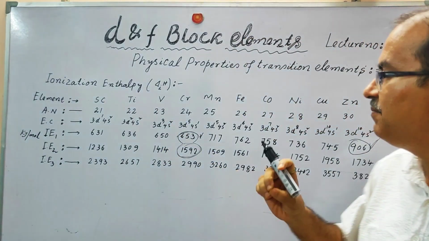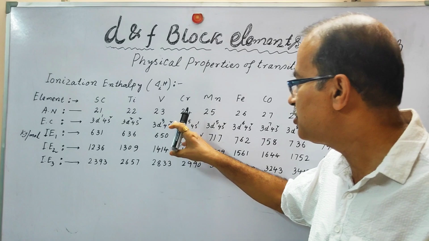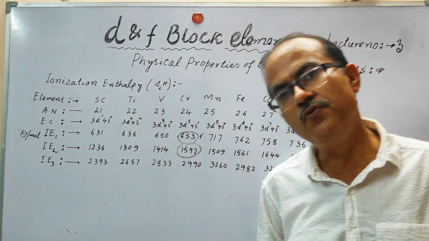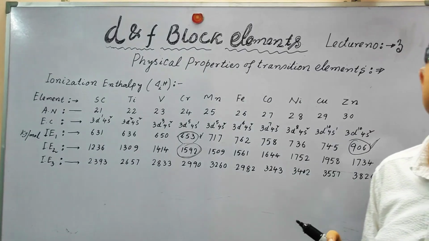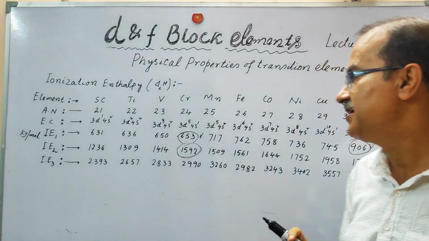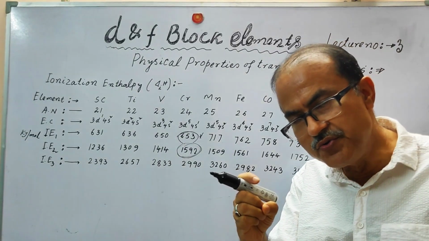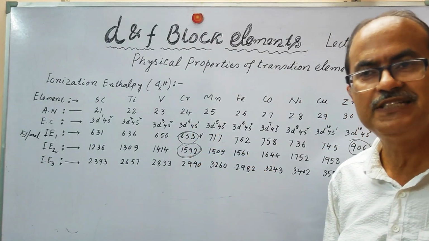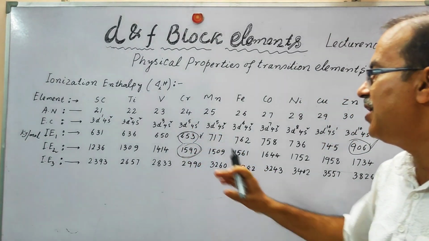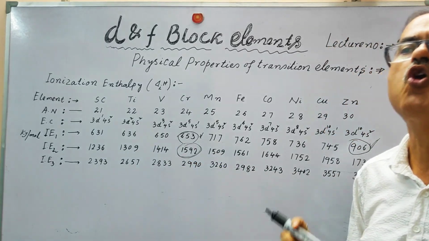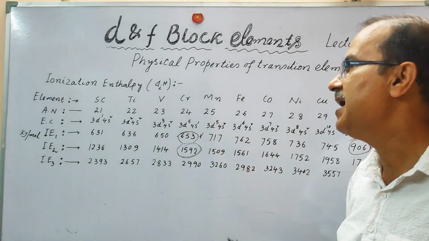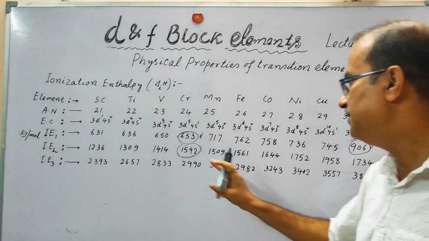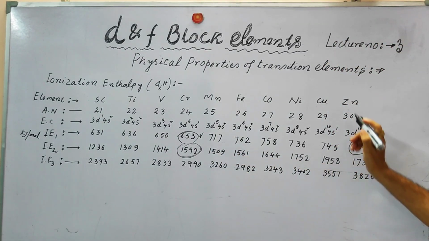The electron is in the most stable configuration. We know that a half-filled set of orbitals or a fully filled set of orbitals is the most stable state. So when you remove one electron from this stable electron configuration, what is going to happen? You have to put in a lot of energy, and that is what happens. You can see it is a very high ionization enthalpy.